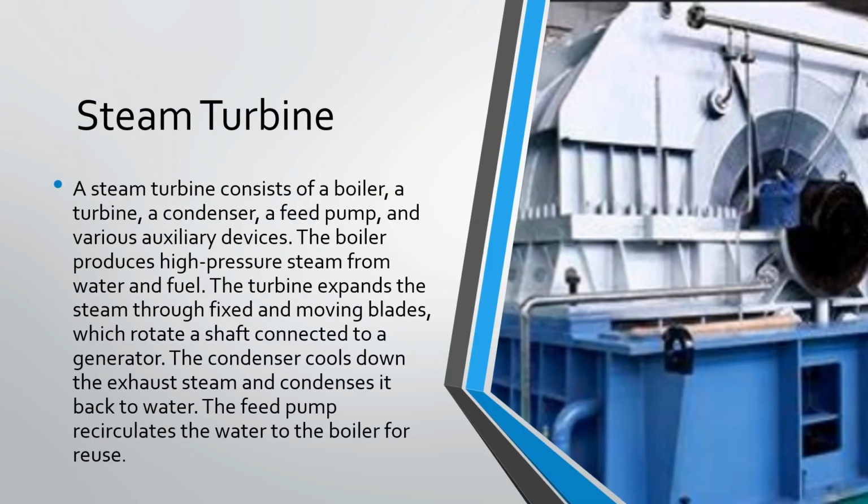A steam turbine consists of a boiler, a turbine, a condenser, a feed pump, and various auxiliary devices. The boiler produces high-pressure steam from water and fuel. The turbine expands the steam through fixed and moving blades, which rotate a shaft connected to a generator. The condenser cools down the exhaust steam and condenses it back to water. The feed pump recirculates the water to the boiler for reuse.